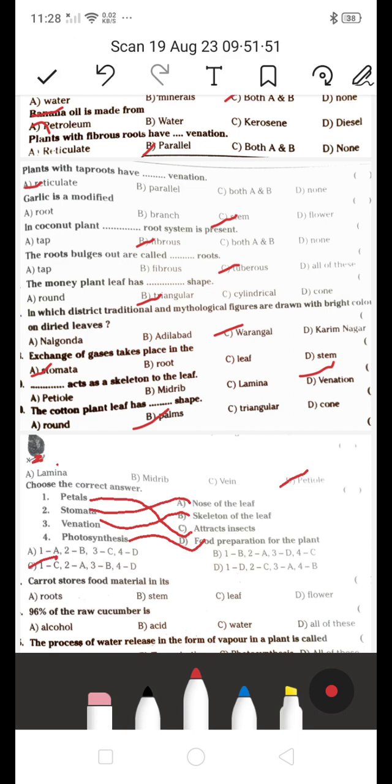Carrot stores food material in its roots, stem, leaf, or flower. They store food material in their roots. A is the right answer. 96% of the raw cucumber is alcohol, acid, water, or all of these? Its answer is C, water.